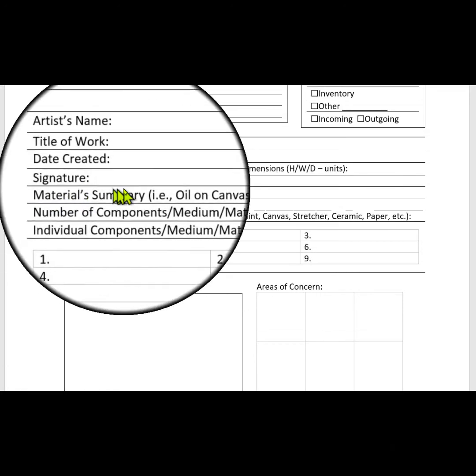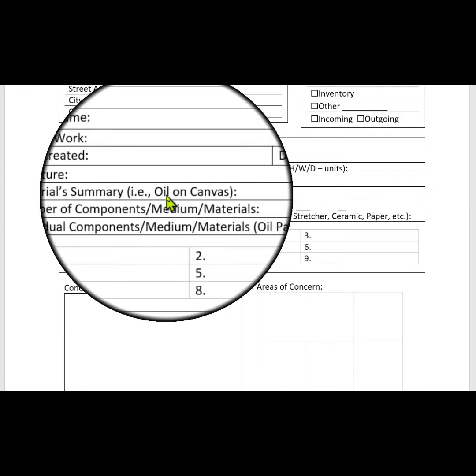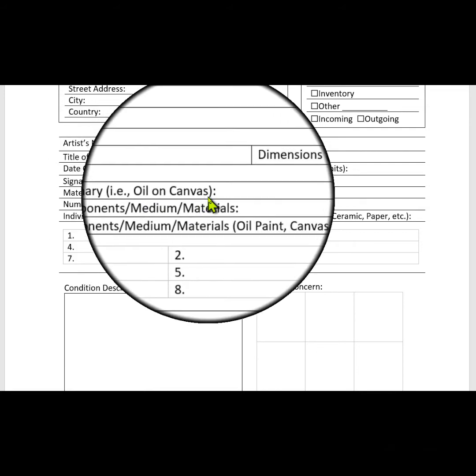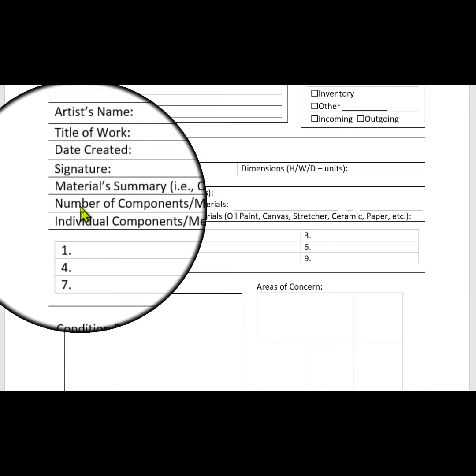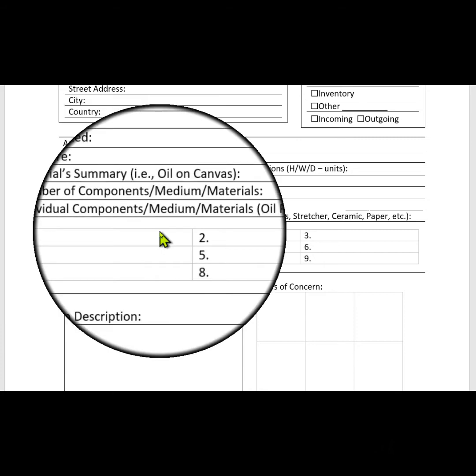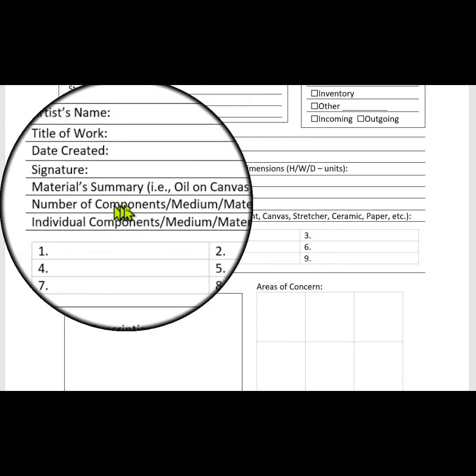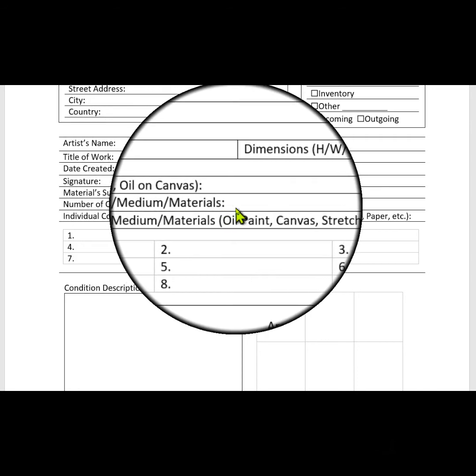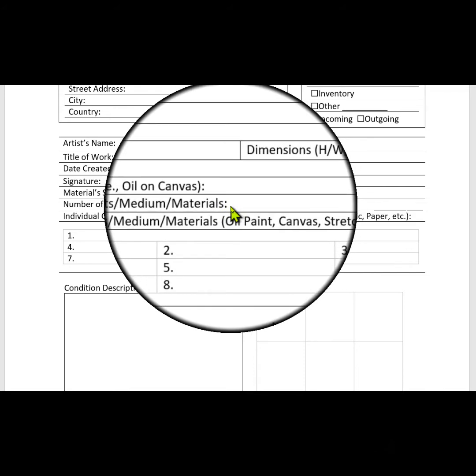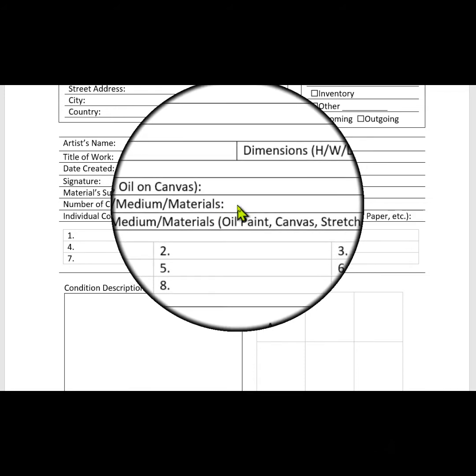Here's a very quick material summary. We can state that it is oil on canvas, oil on panel, acrylic, bronze, ceramic, and so forth. In the event that we have an object that is composed of multiple different materials, we might want to indicate the number of components. Mixed media is commonly made up of many different materials, as the name suggests. And so we might feel it's important to indicate how many different components contribute to that artwork.